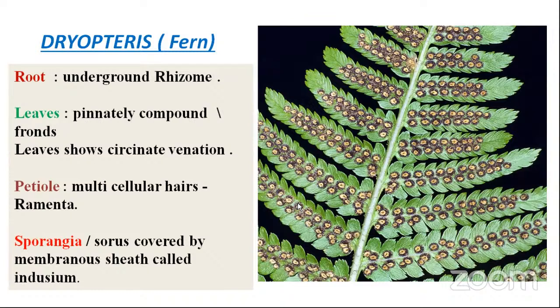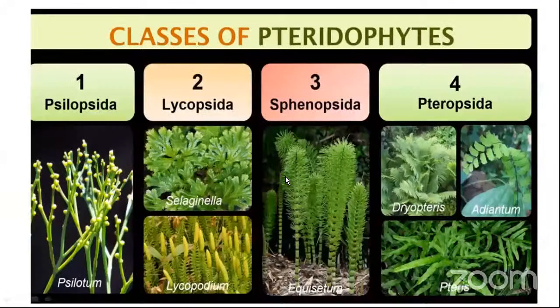The sporangia are surrounded by another protective layer. Now this is the sorus. The sorus is covered by a membrane structure, and this membrane is called the indusium. The sorus is yellow in color. It is covered or surrounded by a protective layer or membrane, which is called the indusium. So this is the fern structure.